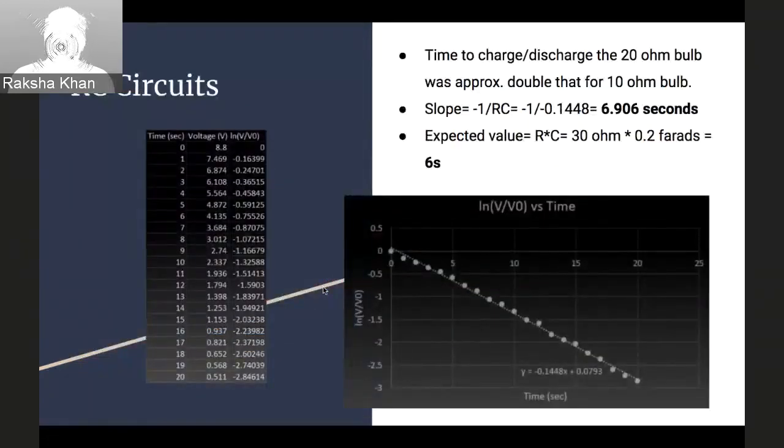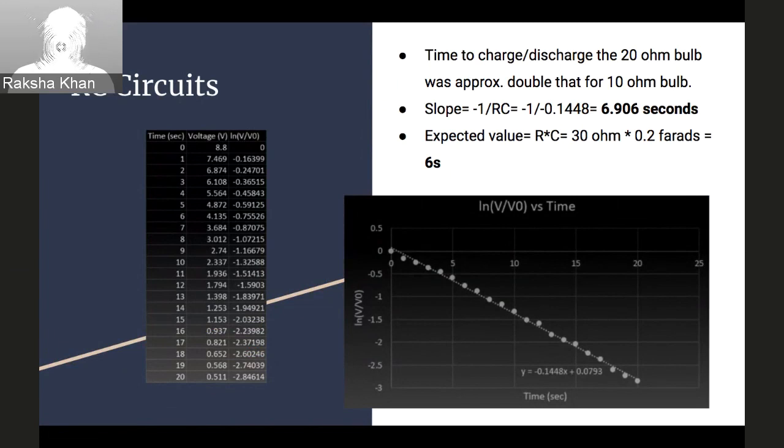And then for our RC circuits, we did it 20 different times to get different values, and then we plotted it in the graph. First of all, the time to charge or discharge the 20 ohm bulb was approximately double that for the 10 ohm bulb, and so we can see that there's a clear relationship between resistance and time.